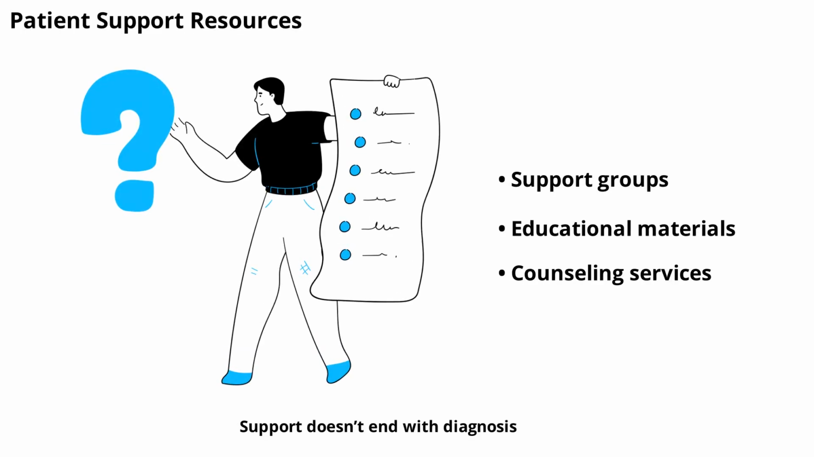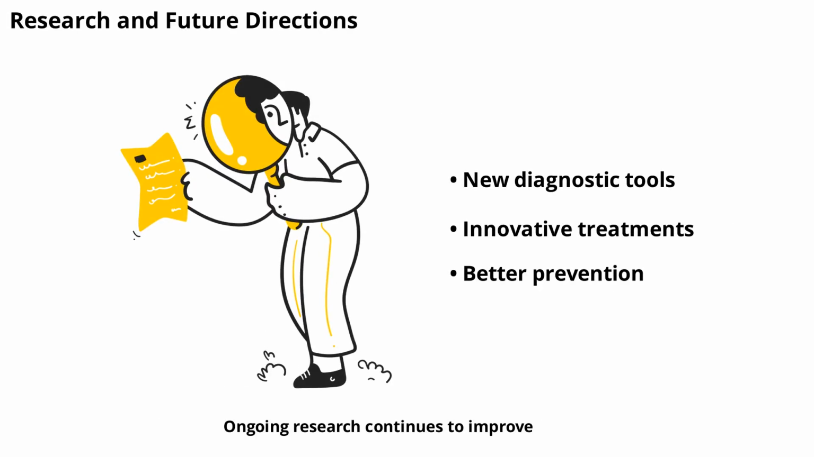Support doesn't end with diagnosis. Doctors connect patients with resources such as support groups, educational materials, and counseling services. These resources help patients cope with their diagnosis and make informed decisions about their health. Ongoing research continues to improve our understanding of peptic ulcer disease. New diagnostic methods, treatments, and prevention strategies are being developed, offering hope for even better outcomes in the future.